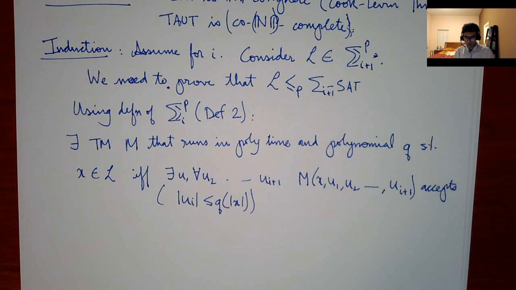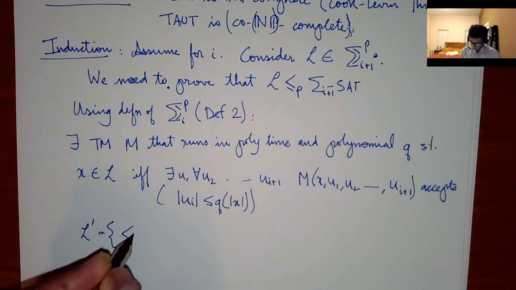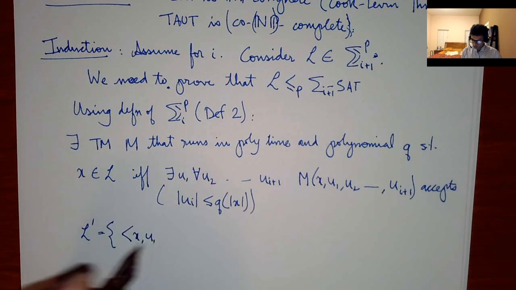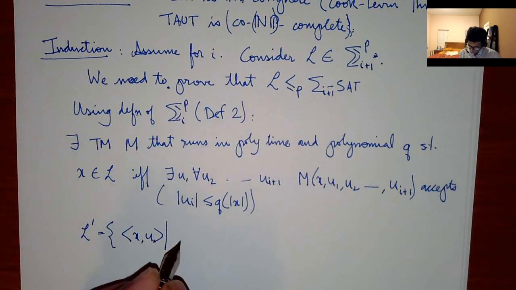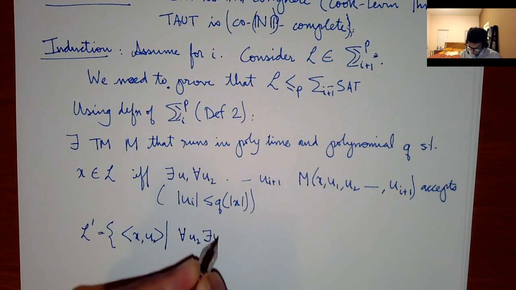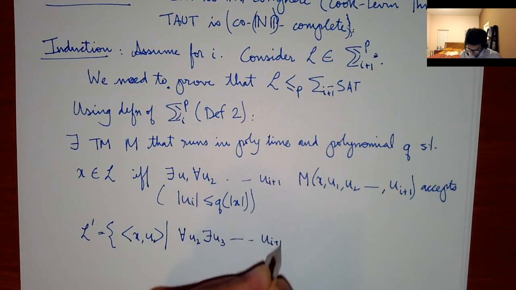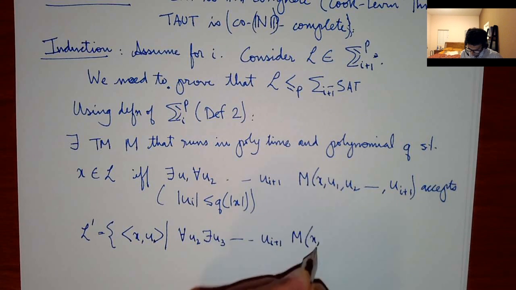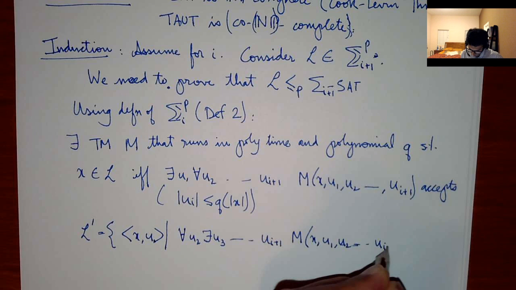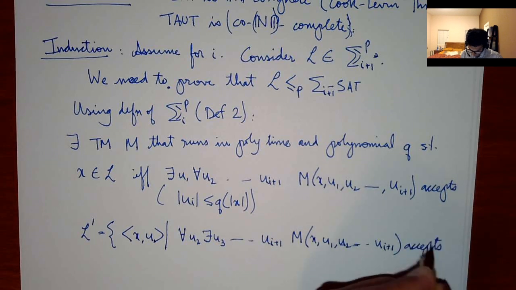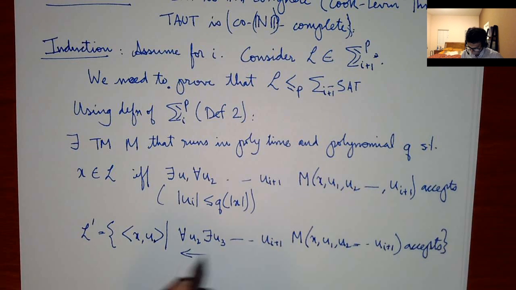Now let me use this to define another language called L prime. L prime is the set of all pairs (x, u1) such that for all u2 there exists u3, going up to u_{i+1}, M(x, u1, u2, up to u_{i+1}) accepts. This is now i alternations.